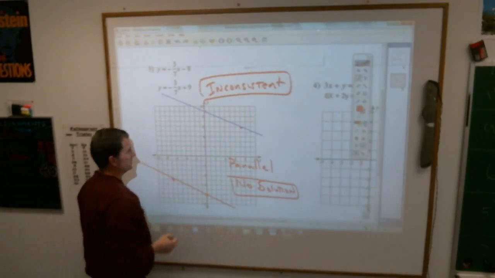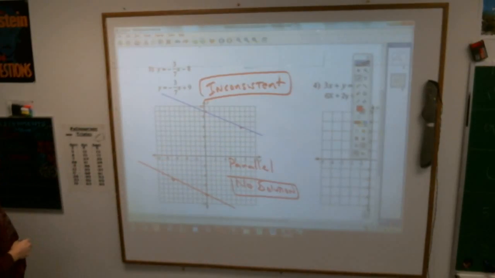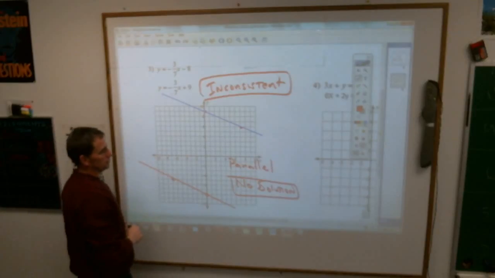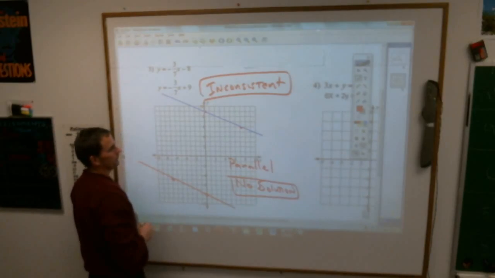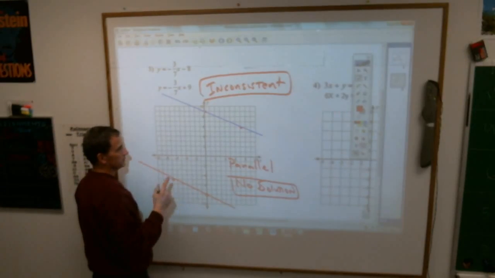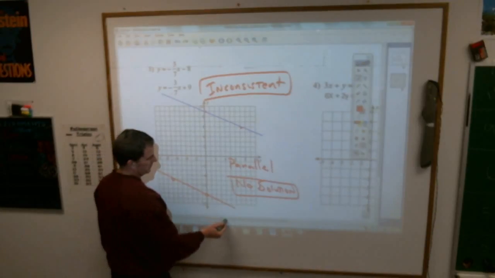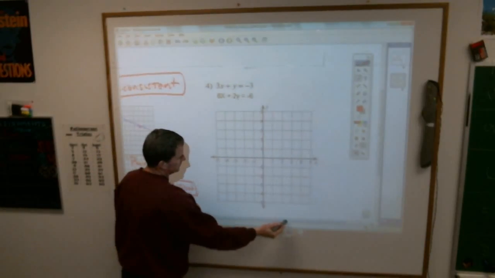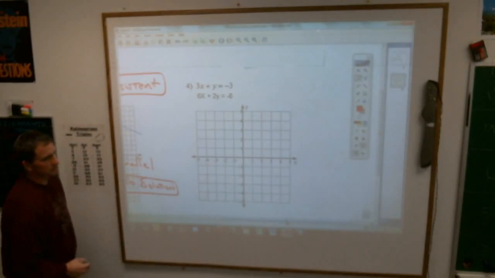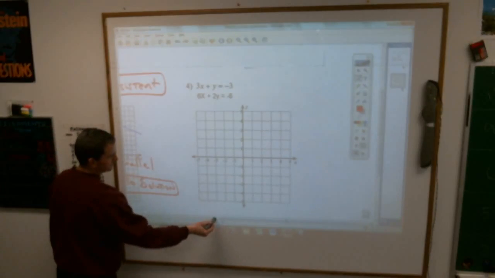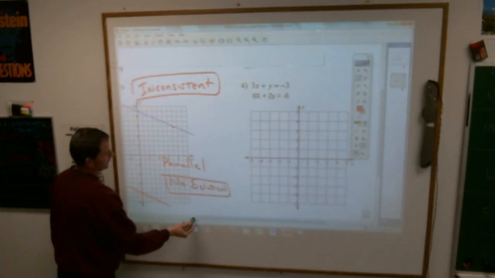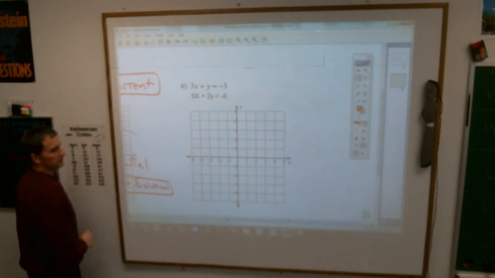Remember, the other one was consistent and independent. This one is inconsistent, no solution. So we've got 2 lines that cross, 2 lines that never cross. Guess what our third option is? Anybody? Never cross at one point.